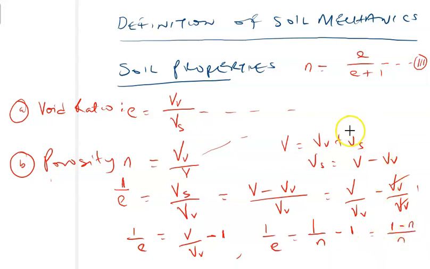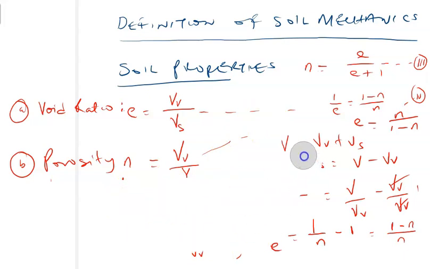That's what it means here. I said that 1 over E is equal to 1 minus N over N. It follows that E is equal to N over 1 minus N. So that is our fourth equation, equation IV.